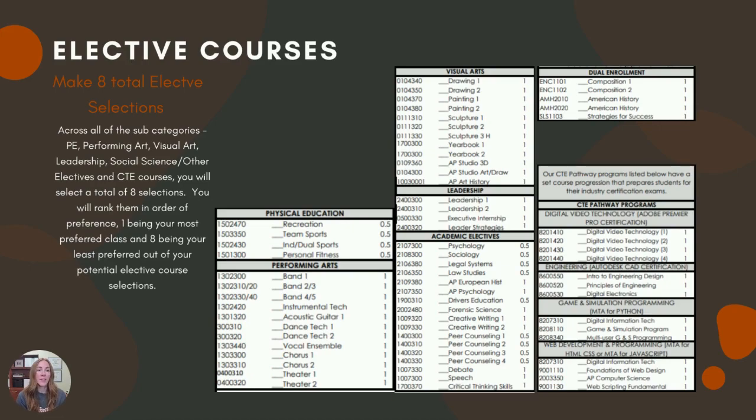And then finally, for your elective courses, you're going to make 8 total elective selections. So not in each one of these categories, but across all of the categories here, you will pick 8 classes, and then you're going to rank them in order of preference. So number 1 being the class you really, really, really want, all the way down to 8 being out of the ones you've selected, this is your least preferred, but it's still a class you'd be willing to take.